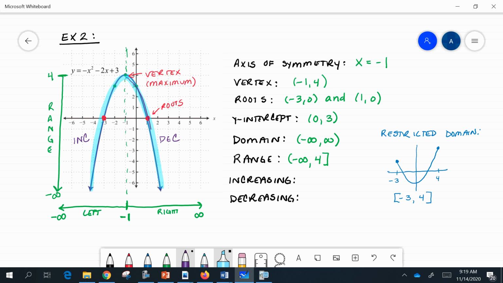And so this parabola is increasing on the left, so we would express that as -infinity, and it increases all the way up to -1. And on the right side of the parabola, it begins to decrease, so we would express that as decreasing, beginning at -1 and going on forever to the right, which would be infinity.